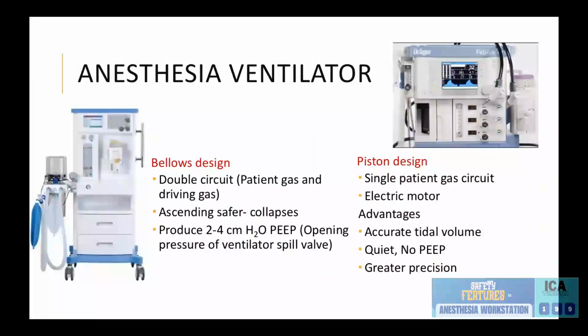Coming on to the anesthesia ventilators. Anesthesia ventilators can have a bellows design or a non-bellows design, which can be a piston or a turbine design. Understand that in bellows design, there are 2 circuits going on. One is the patient gas, which is inside the bellows, and the other is the driving gas, which is outside the bellows. Here, if you have an ascending bellows, that is safer, because if there is any leak, it will collapse, but descending will not. So you have to be aware which kind of bellows design you have.